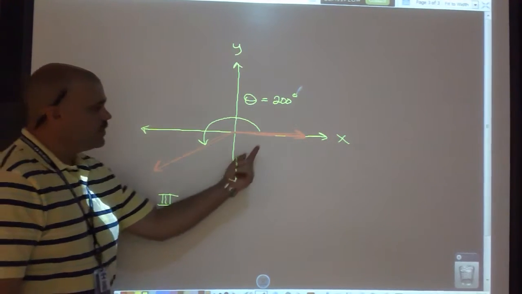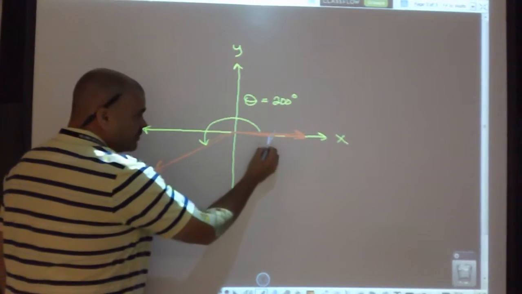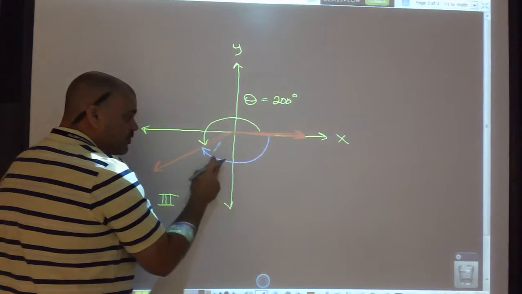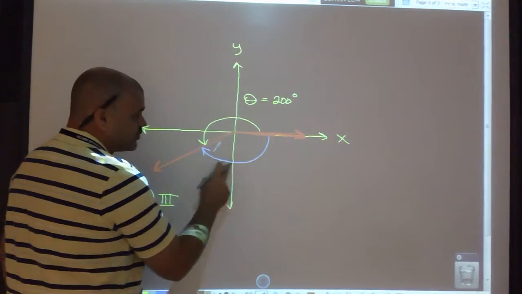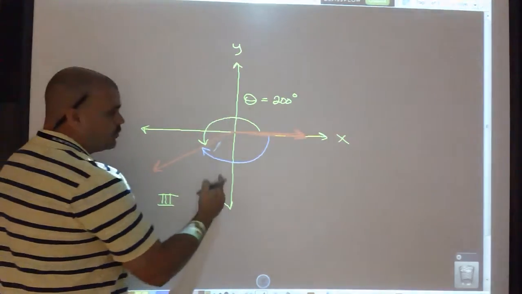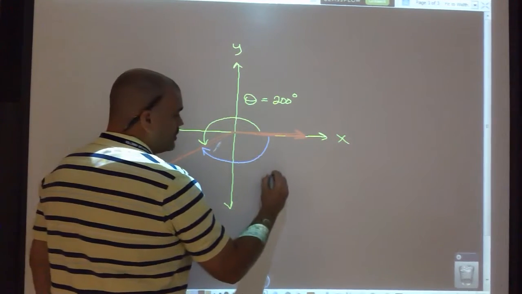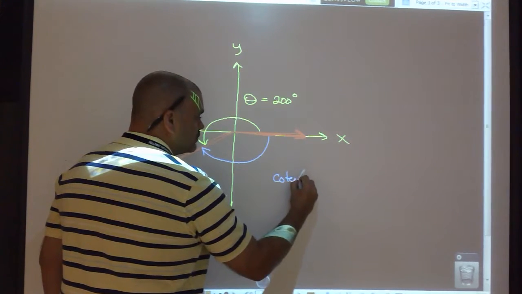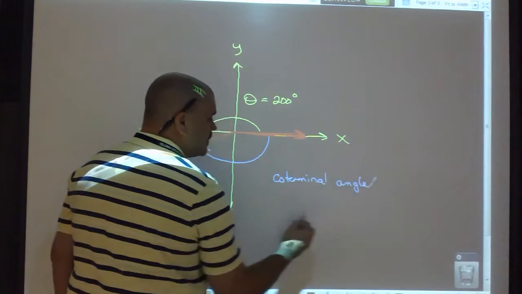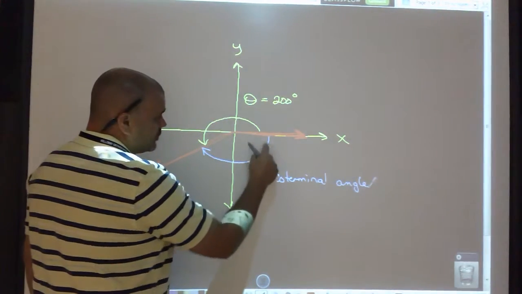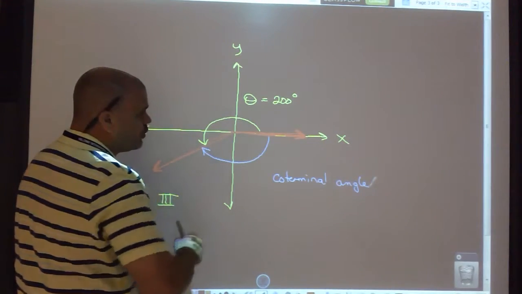The question is, what is this other angle right here that makes up, if we were to sweep in this direction to get to the terminal side of the same angle, if we were to sweep clockwise, what would that angle be? Well, we call this other angle that makes up the whole 360 degrees the coterminal angle. And if you remember, co means with, so this is the other angle that is with the original theta. So this is the coterminal angle.